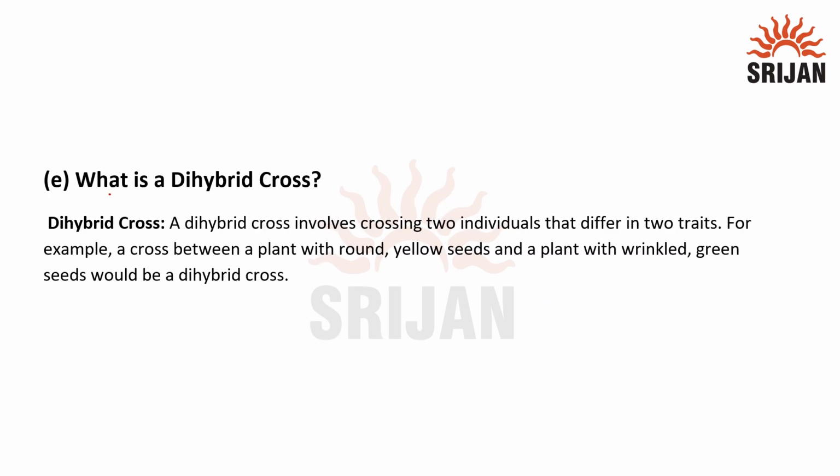Next is, what is a dihybrid cross? A dihybrid cross involves crossing two individuals that differ in two traits. For example, a cross between a plant with round yellow seeds and a plant with wrinkled green seeds would be a dihybrid cross because two characters are studied, that is seed shape and seed color. I hope it is clear to you.